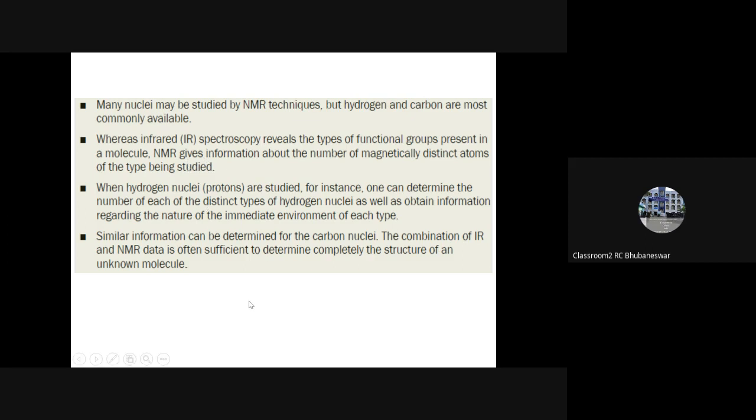So, NMR gives information about the number of magnetically distinct atoms of the type being studied. Okay. When hydrogen nuclei, that is protons, are studied, for instance, one can determine the number of each distinct type of hydrogen nuclei as well as obtain information regarding the nature of the immediate environment of each type.